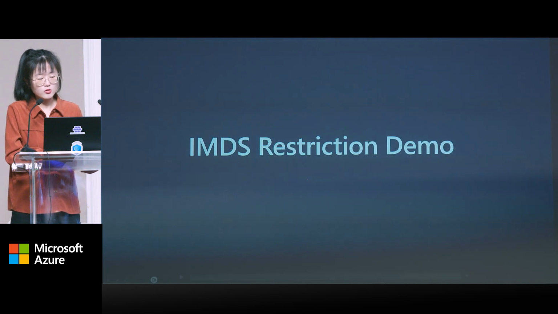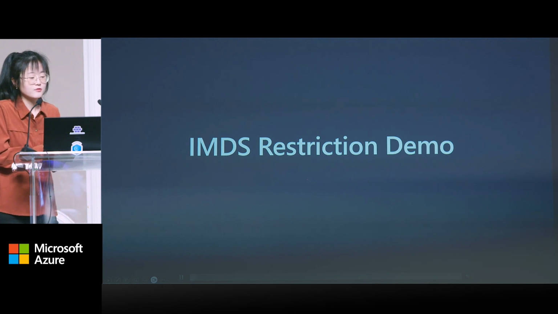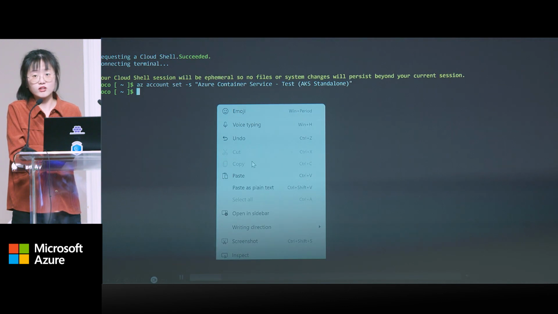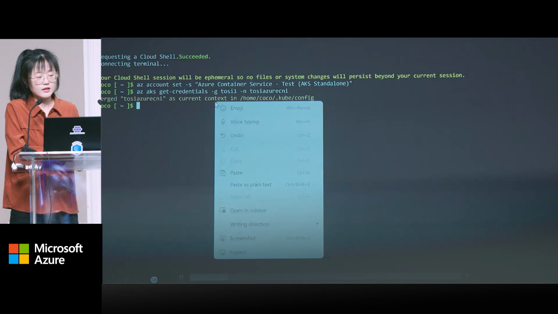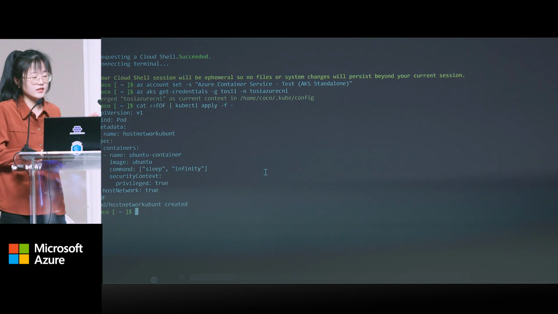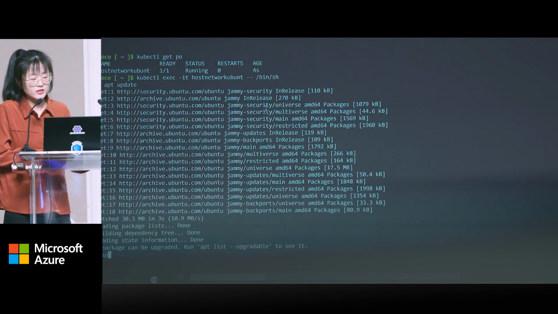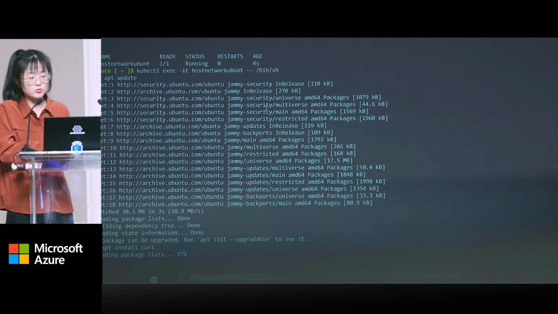So here is a demo for this fancy feature. Let's see it together. Firstly, let's enable this feature on our AKS cluster. And then we use the Azure commands to log in to the cluster. Now we are deploying a pod. The pod is set with host network as true. And we log in to the pod using kubectl exec. And now we are installing the curl tool to test the networking.